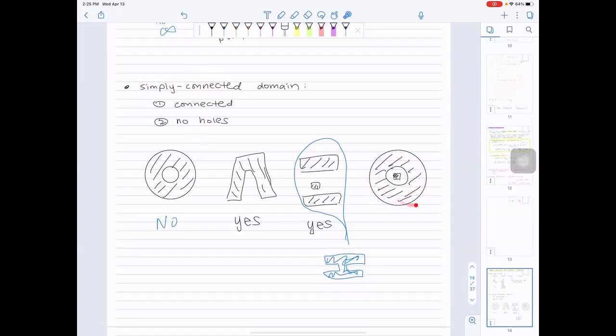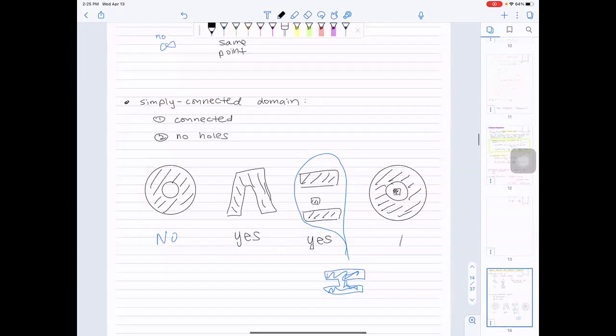And what about the last one? If you think it's no, raise your hand. Right, because there's a hole in the middle, like this highlighted part. Okay, any questions on that exercise?